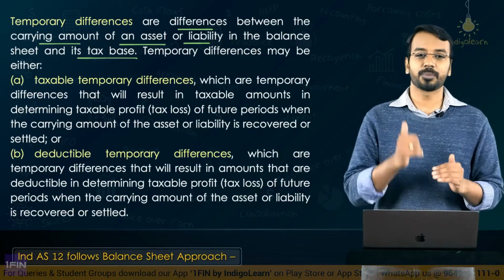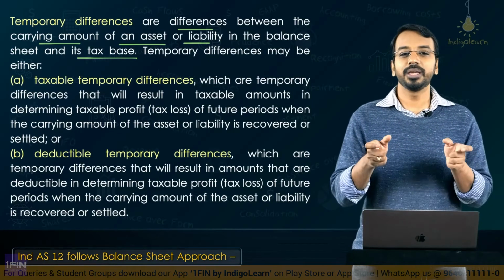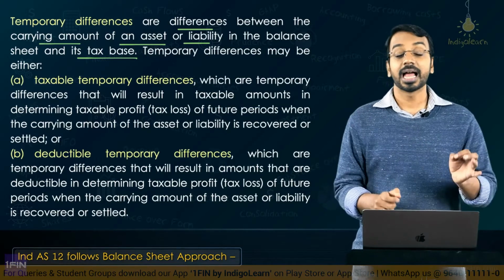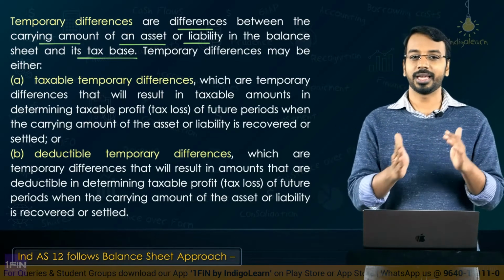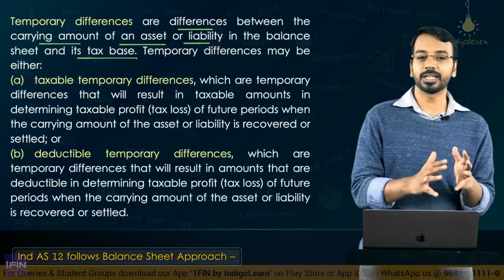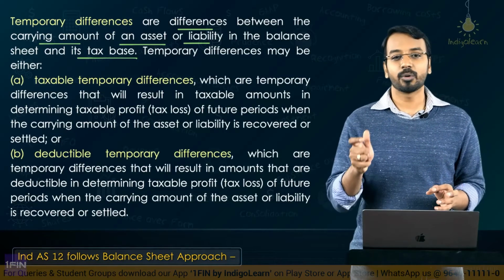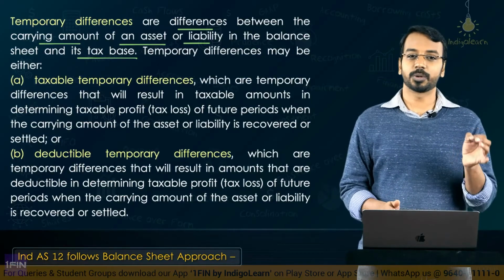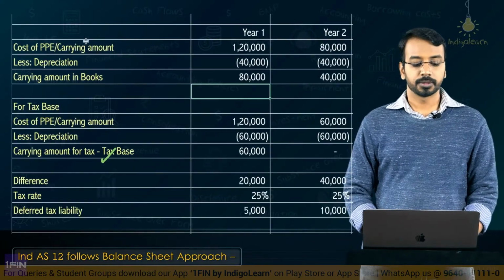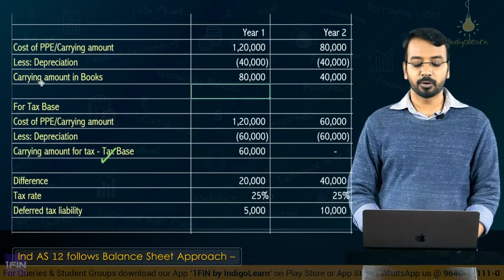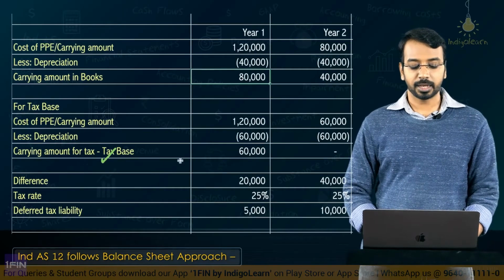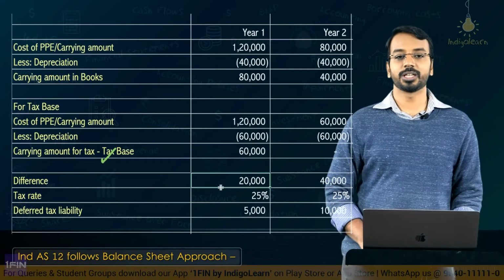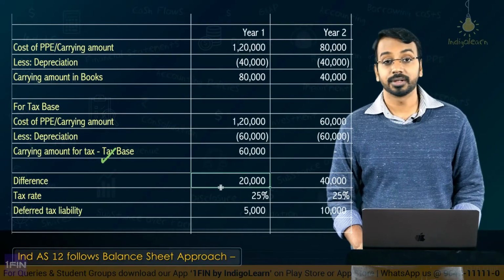Now, as far as the balance sheet approach is concerned, there could be a difference between the carrying amount of the asset in the books and the tax base. We saw the example earlier where we figured out that there is a difference in the carrying amount of the asset in the books and for the purpose of tax. Here we had seen that the carrying amount in the books is 80,000. The carrying amount for the purpose of tax, or the tax base, is 60,000. This difference of 20,000 is called a temporary difference.